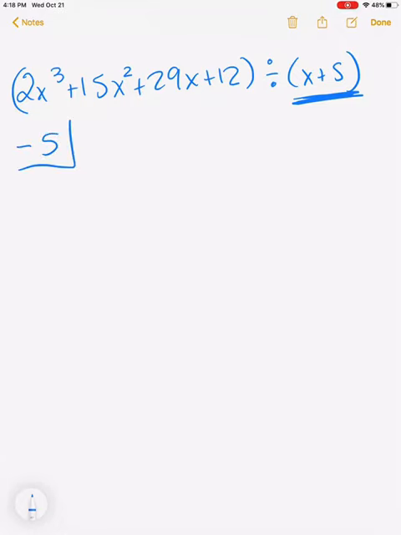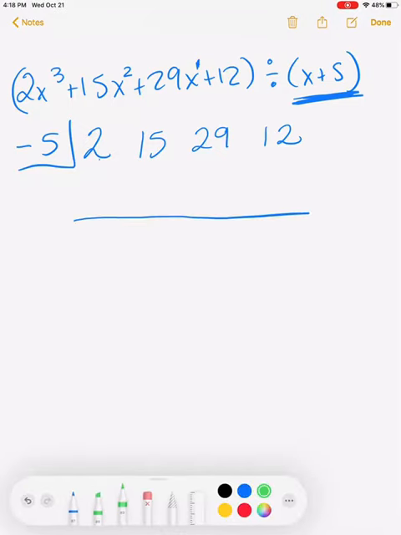Then I'm going to write the coefficients from my other part across the top. So I've got a 2, a 15, 29, and 12. You want to make sure you have 1 for each power. So I had a cube, that was the 2, a squared, that was the 15, a first power, so there's an imaginary little 1 here, first power, that's the 29, and then the constant is 12.